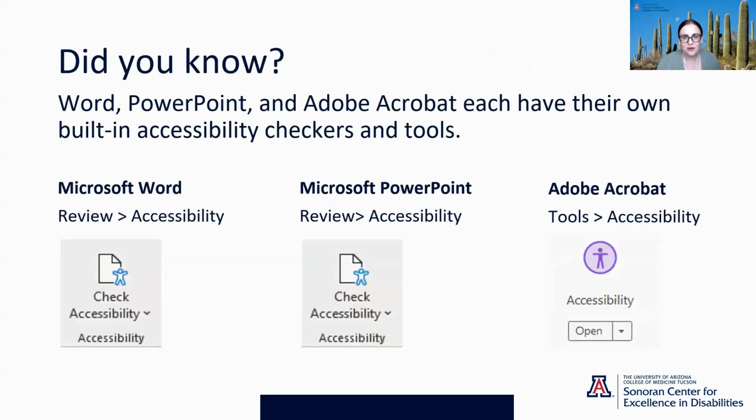So did you know Word, PowerPoint, and Adobe Acrobat each have their own built-in accessibility tools? Google Suite products do as well. I know many of you are probably Google users. You can find the accessibility tools on the top toolbar in Microsoft products or on the side panel in Adobe, depending on your settings. You may have never noticed it there, but if you were to open it up on your computer right now, you would likely see these icons exist in your toolbar.